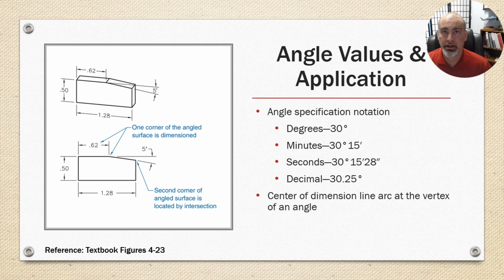The center of a dimension line arc is at the vertex of an angle, and extension lines are required to intersect at a vertex of an angle.